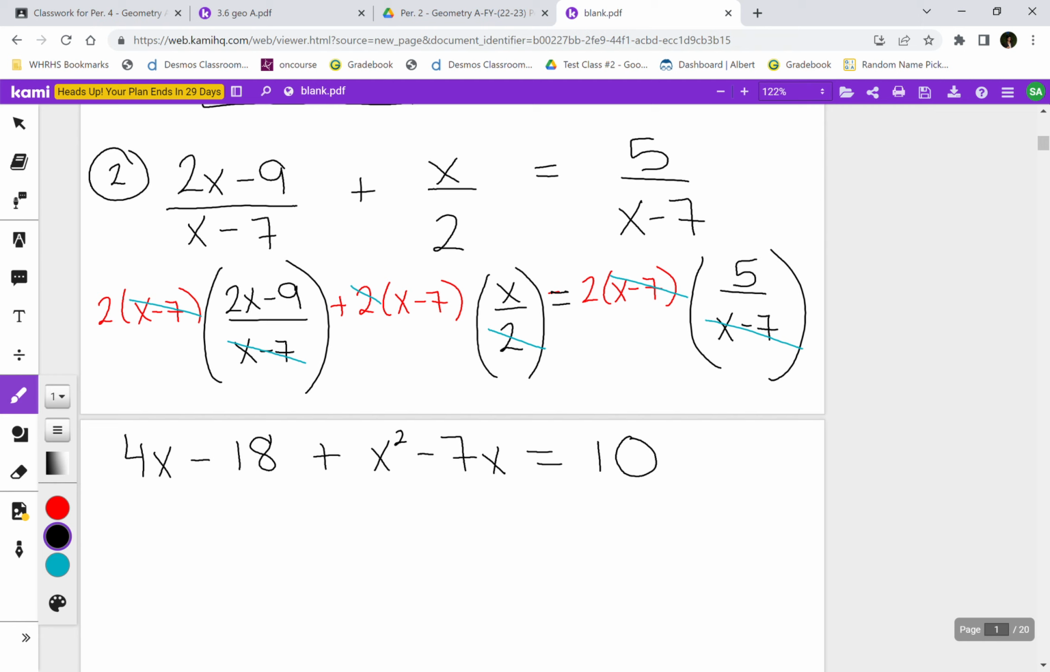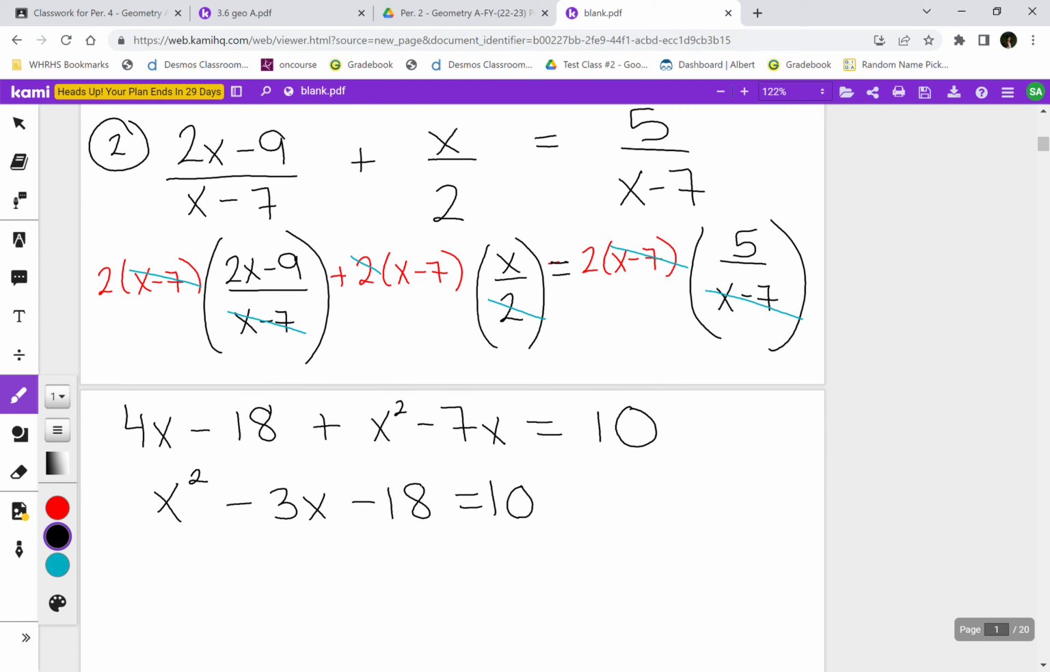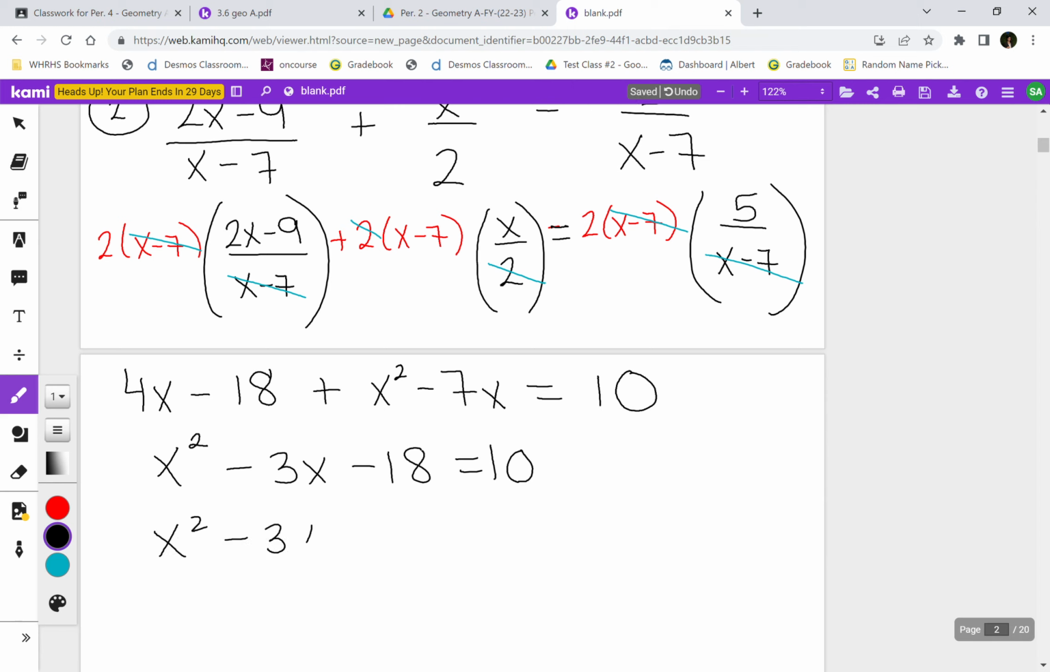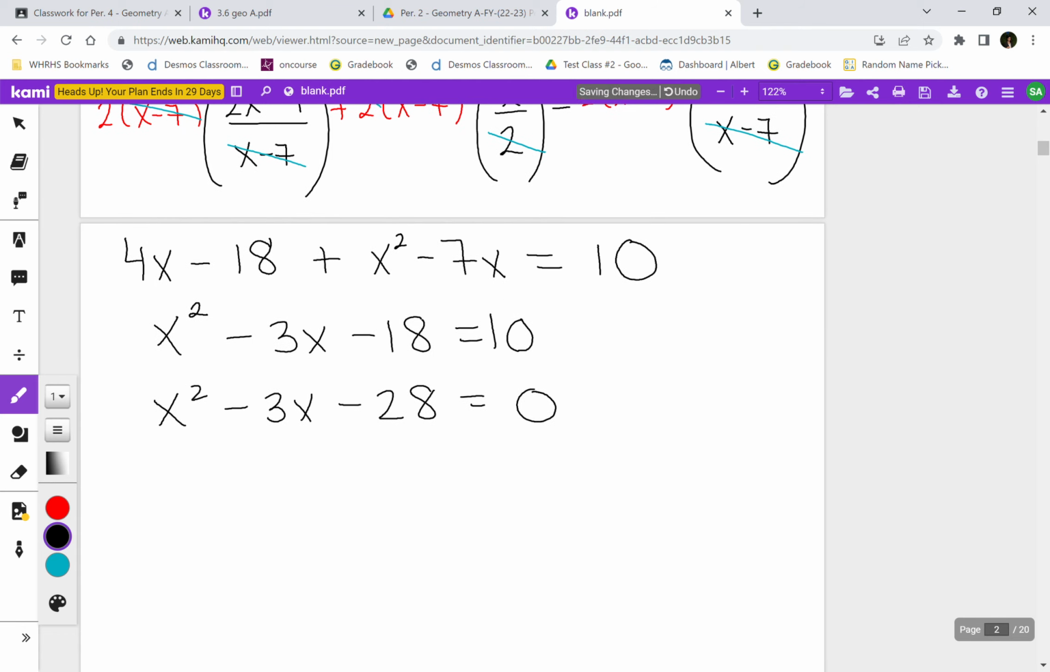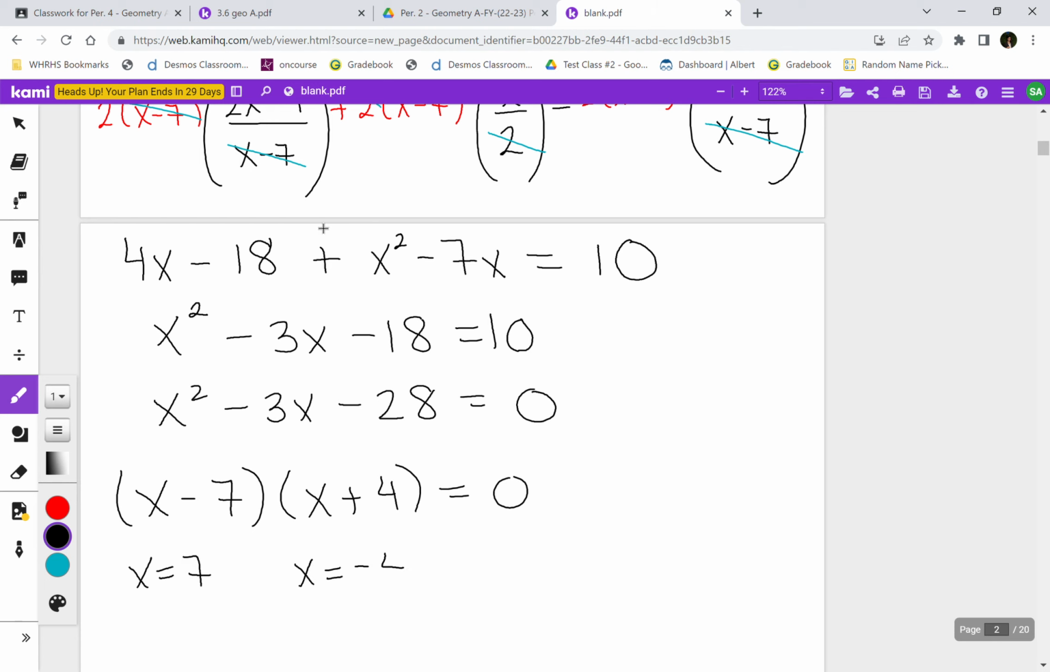Hey, this looks like something we're going to have to do what to? Factor. In order to factor, do we agree we need it in descending order and set equal to 0? So I'm going to have x squared minus 3x minus 18 equals 10, and then I will subtract that 10. x squared minus 3x minus 28 is equal to 0. Now we factor. Easy peasy. Factoring, x minus 7, x plus 4. So now we get x is equal to 7 and x is equal to negative 4.